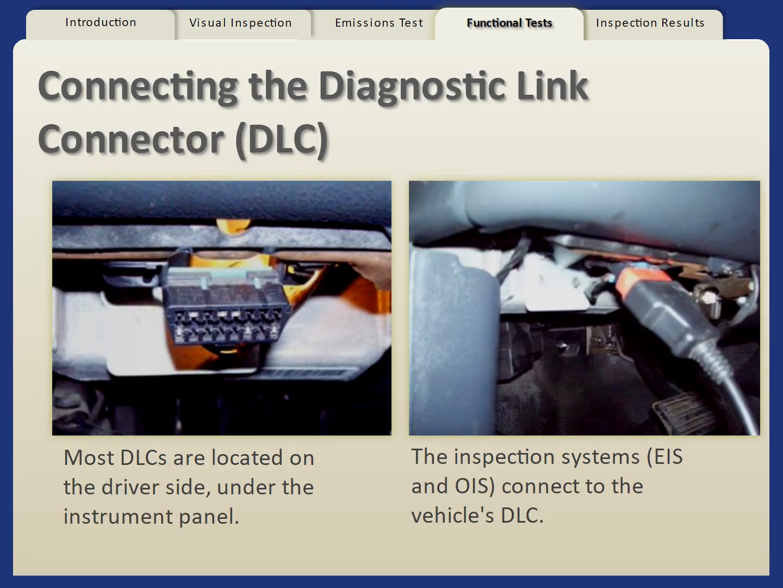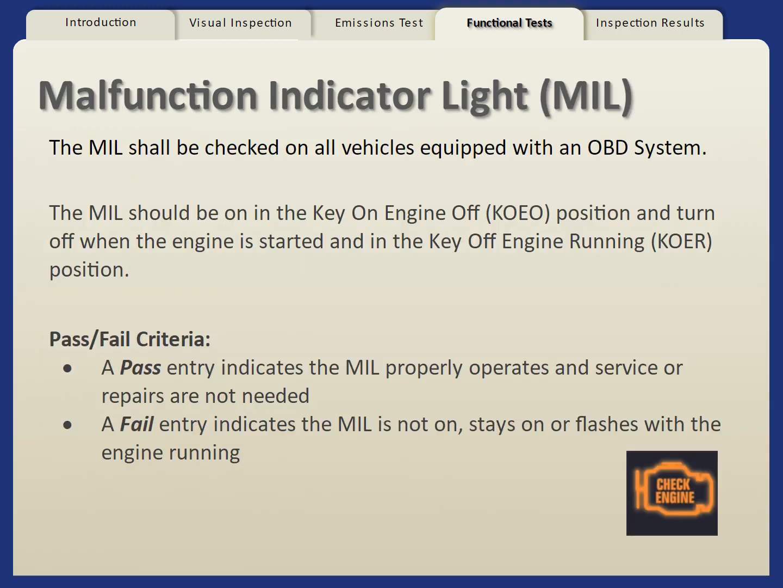DLCs are typically located on the driver's side underneath the instrument panel, but some can be located in the center console or on the passenger side of the vehicle. A cable from the inspection system, either EIS or OIS, is connected to the vehicle's DLC to check for trouble codes and monitor status stored in the powertrain control module. The malfunction indicator light or check engine light shall be checked on all vehicles equipped with an OBD1 or OBD2 system.